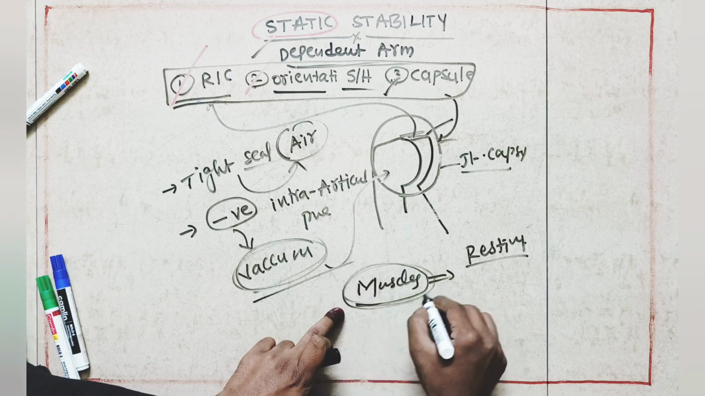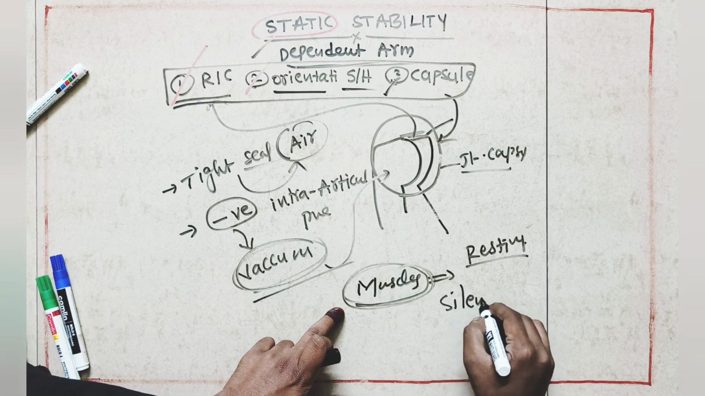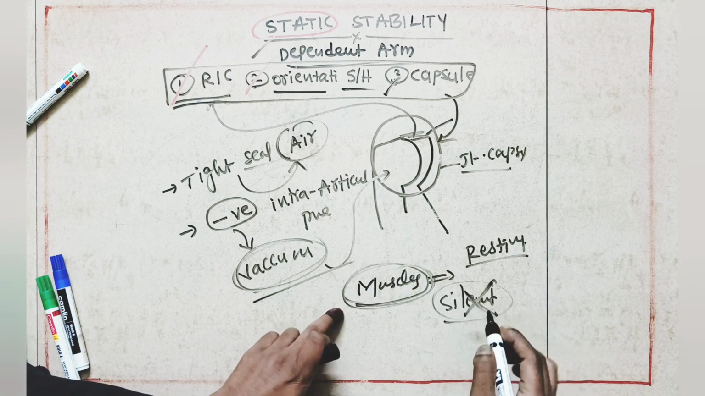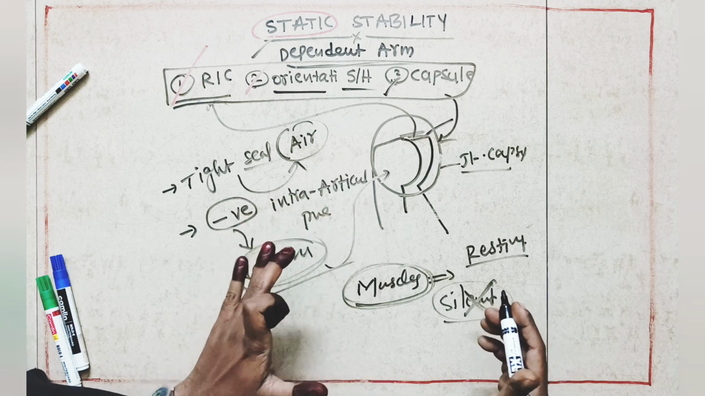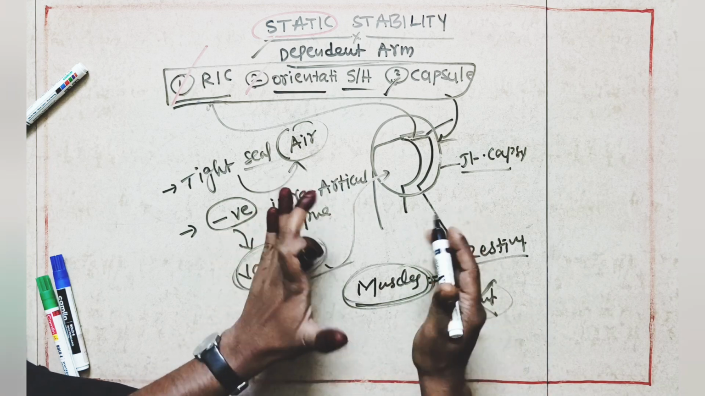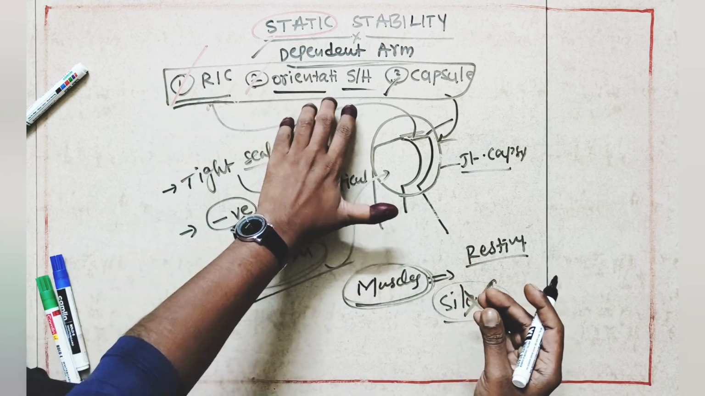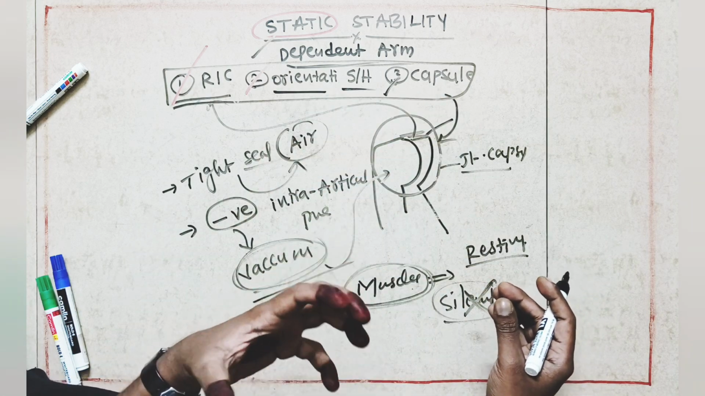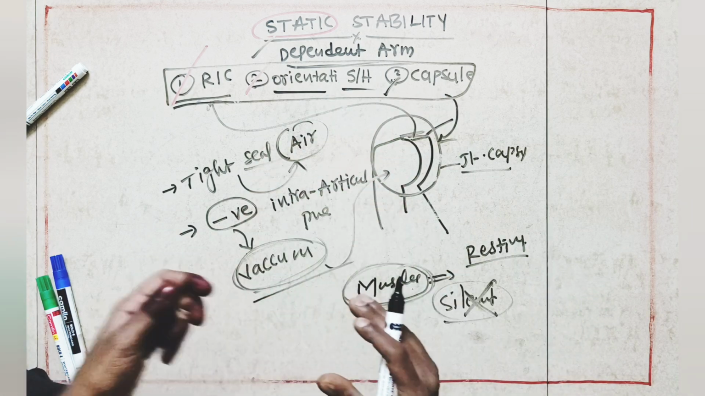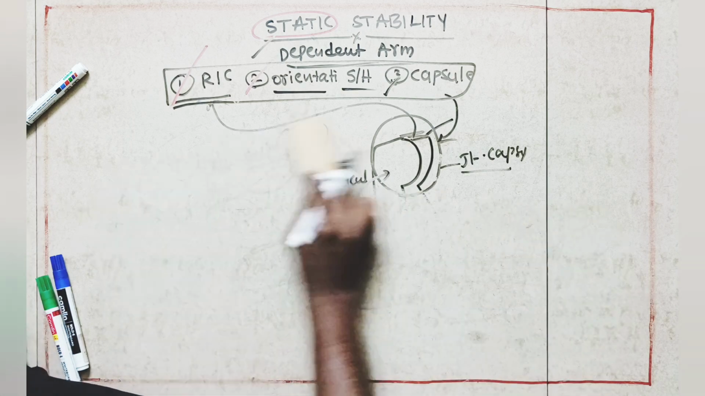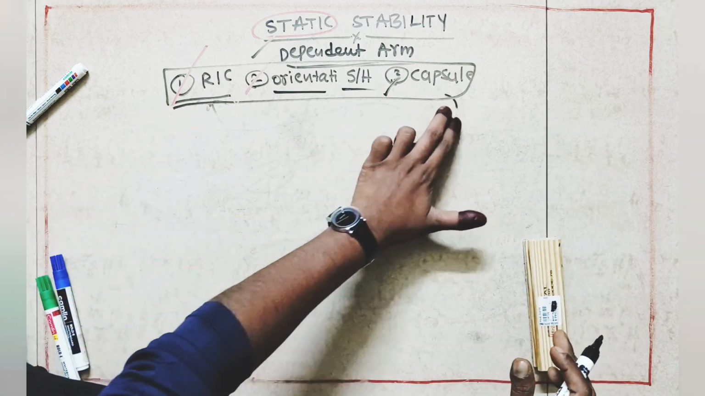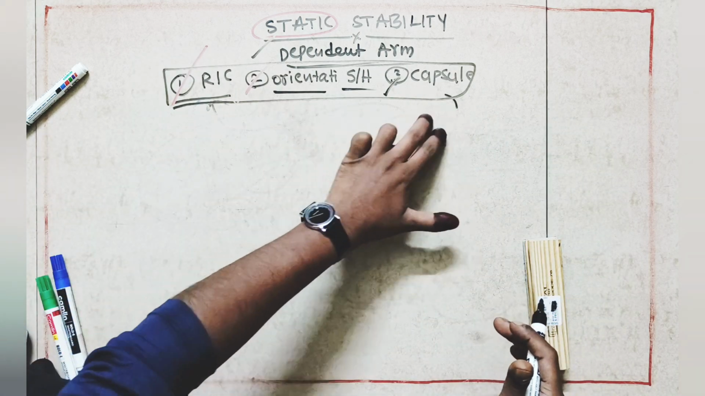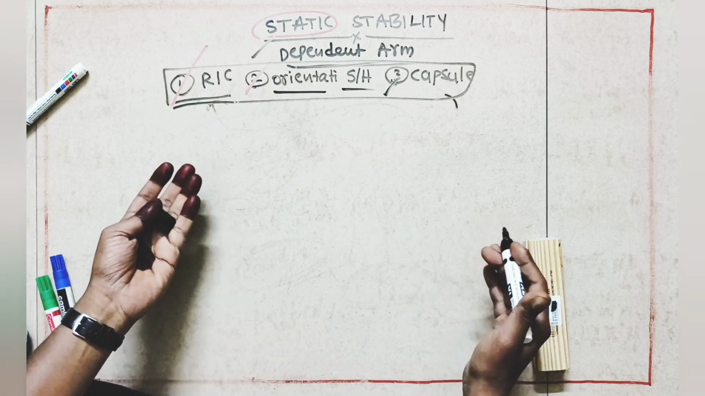Here there is no involvement of the muscles, because electrically, when the person is in a resting position, all muscle activities are silent. So that's why, when we are getting static stability, that means when the person is in a resting position, the rotator interval capsule, the orientation of the scapula and humerus, and the capsule are going to provide the static stability to the shoulder joint. Suppose in some situations these structures are not working properly, that means some injury happened to the joint.